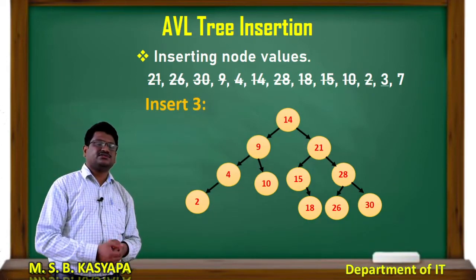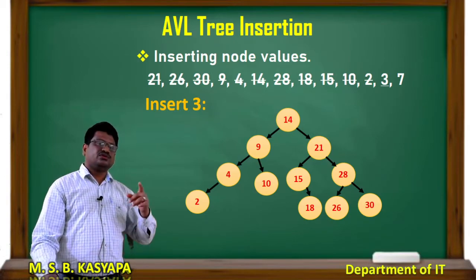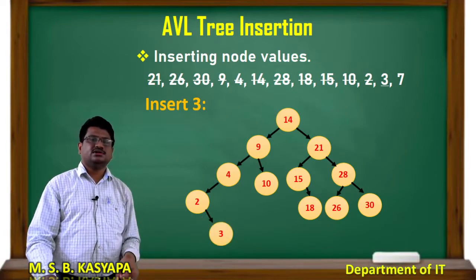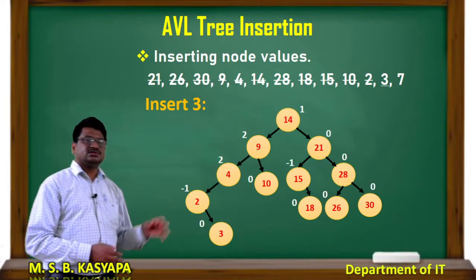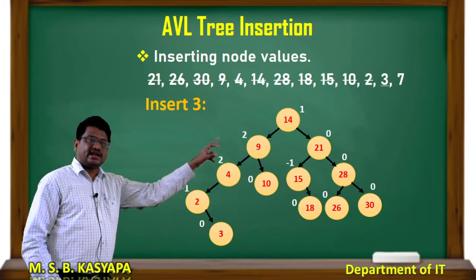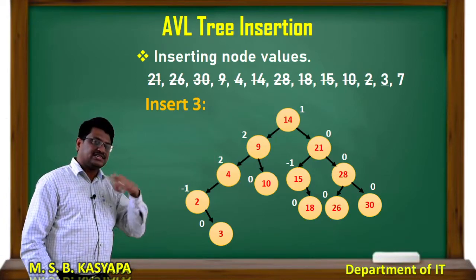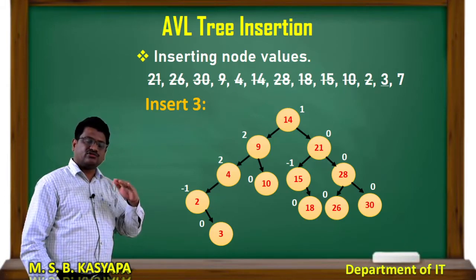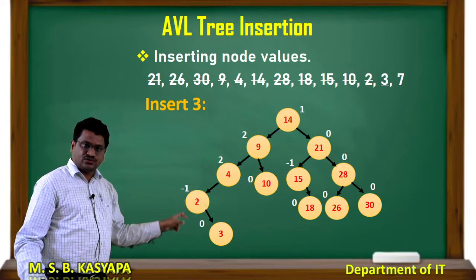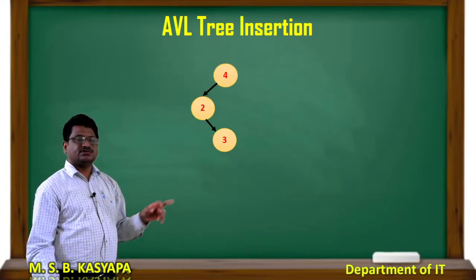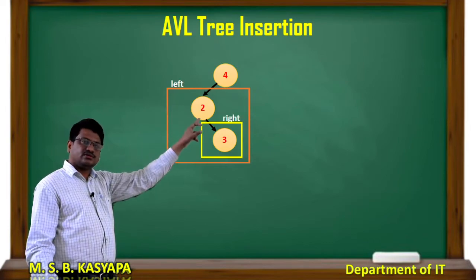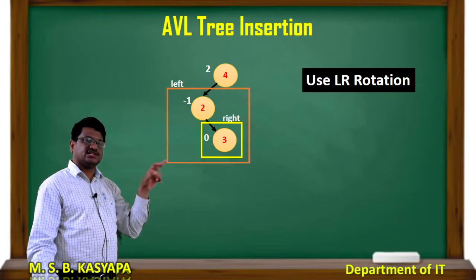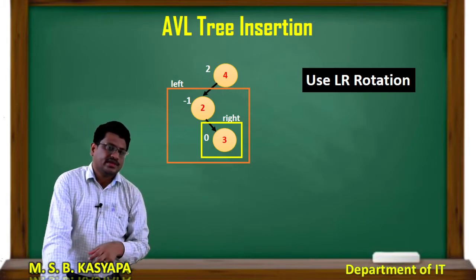Now I want to insert 3. If you see, 3 is less than 14, less than 9, less than 4, greater than 2. So here I have to insert. Now if I calculate the values, here 4 and 9 have an imbalance. As I previously explained, first I have to balance the lower values. So that means 4, 2, 3 I have to adjust. If you see here the values, left and right. Am I right? Left and right. 2, minus 1, left, LR rotation.